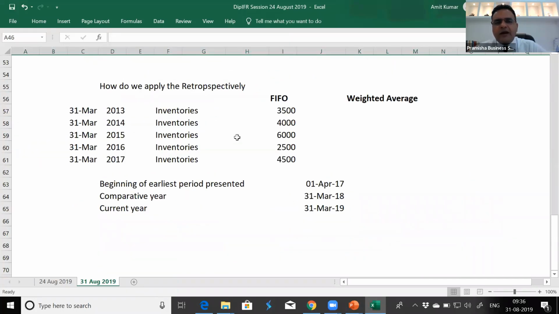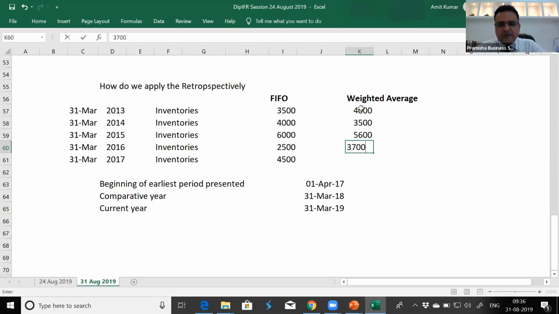So when we had gone back, I believe we started operations in 2013, and we got to know that we need to change the method now, because weighted average gives fairer presentation. We are allowed to change the method only if we can prove that the new method gives fairer presentation than what we were using. We got to know that weighted average values are 4,000, 3,500, 5,600, 3,700, and 6,200.